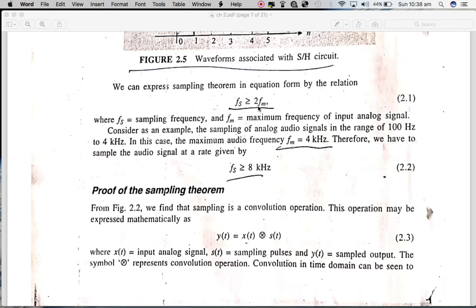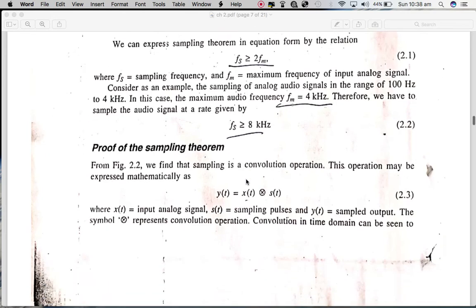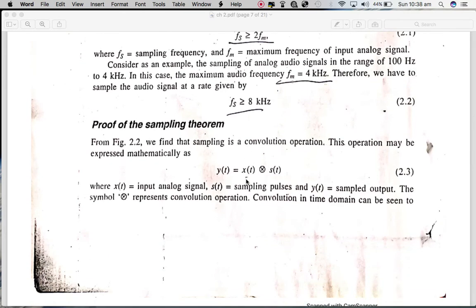So the sampling frequency has to be 8 kilohertz or greater than that if we need to recover our analog signal correctly from that sampled version of the digital signal. This is what is being said by the Nyquist sampling theorem. So we have to prove it, the Nyquist sampling theorem.